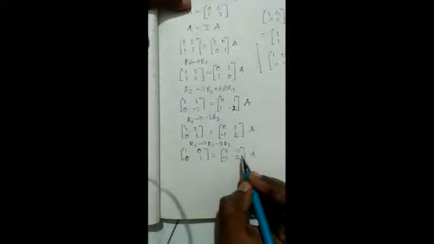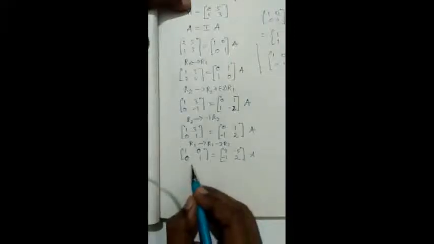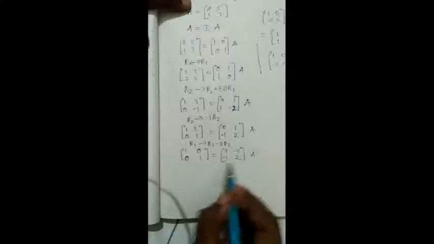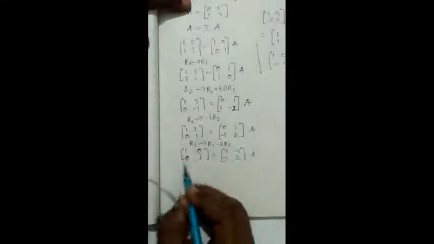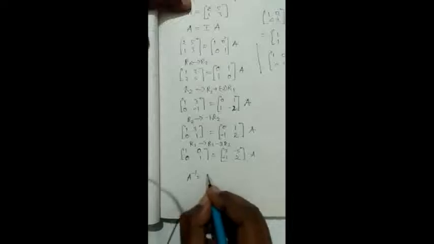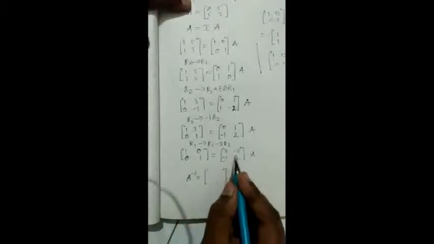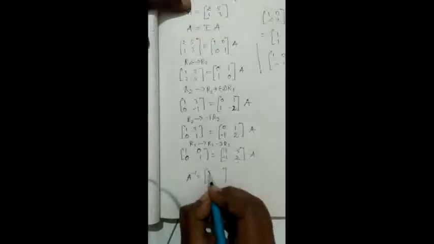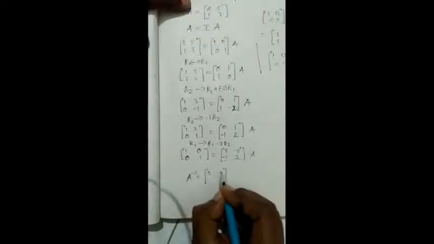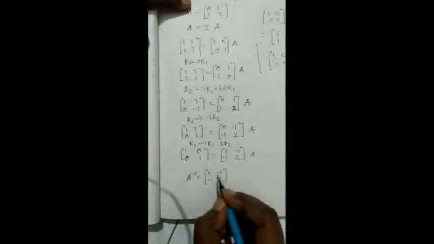correct? Now you see the product of two matrices, the value is 1. The product of two matrices, the answer is the identity matrix you are getting. That means the matrix which you got over here is nothing but the A inverse. So 3 and minus 5 and minus 1 and 2. So this is the inverse of A.